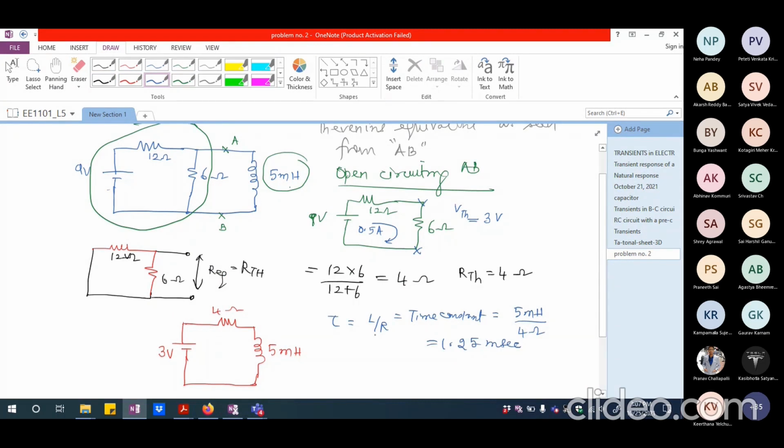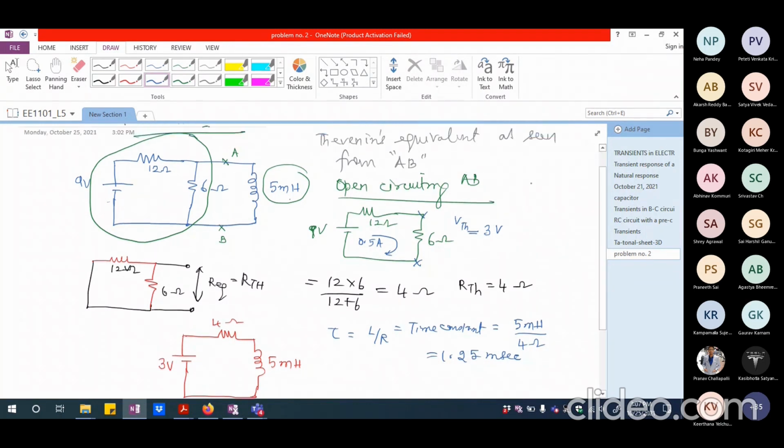Ma'am, here I didn't get, how did you get 3 volts V Thevenin? Like, isn't it in parallel? Shouldn't the inductance matter? We are ignoring it.